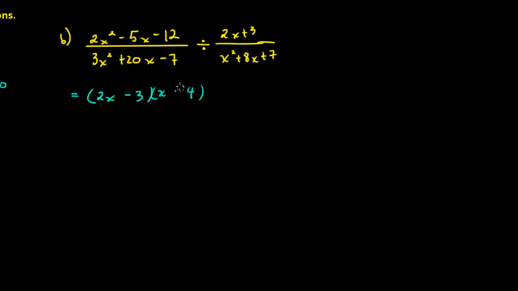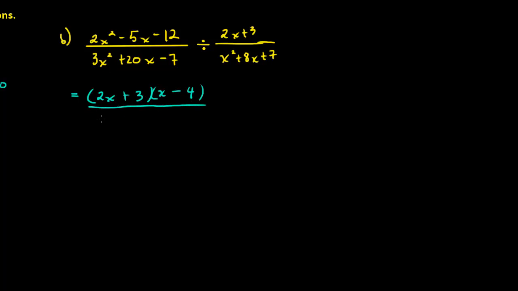But if I switch up the signs, I'll have minus 4, positive 3. Now my middle term would be 3x minus 8x, which is minus 5x. So I factored this correctly.